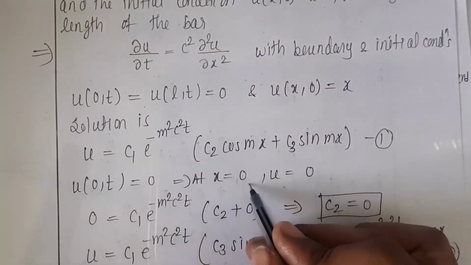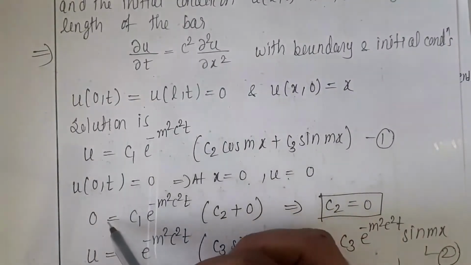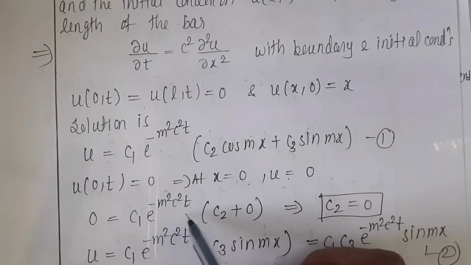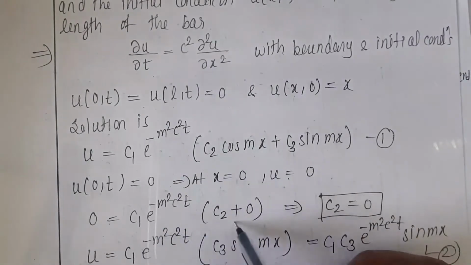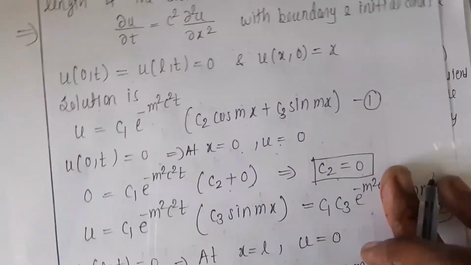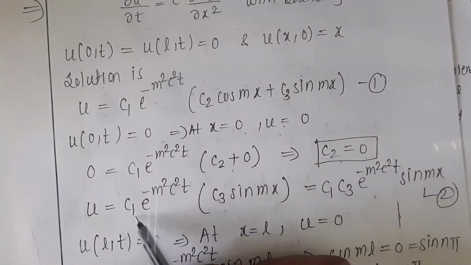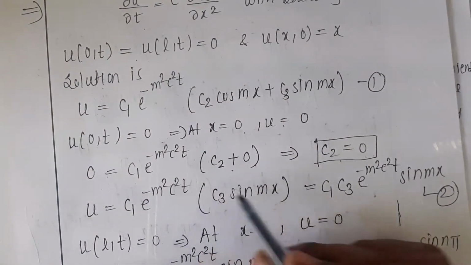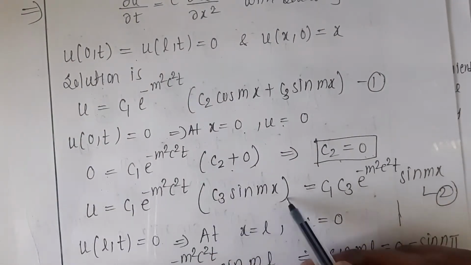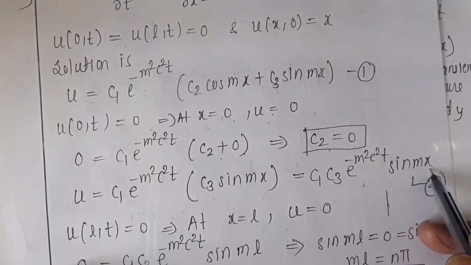So at x = 0, what is the u value? It is 0. Using this condition, 0 = c1 e^(-m²c²t) multiplied by (c2 + 0). So which term becomes 0? Here c2 = 0. Putting this in equation number 1, we obtain u = c1 e^(-m²c²t) c3 sin mx, so u = c1 c3 e^(-m²c²t) sin mx.